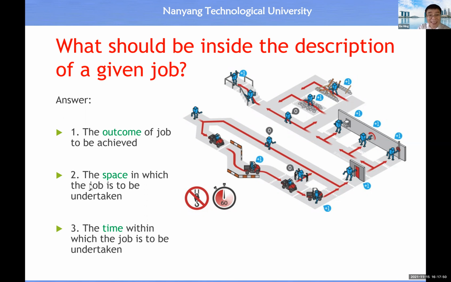Then we must put the space constraint, because we must deploy, set up a production line to produce the product or to achieve the outcome, plus time constraint. Okay, how many products per year are you going to produce, etc. All right, so these are three key information to be specified inside a job description.